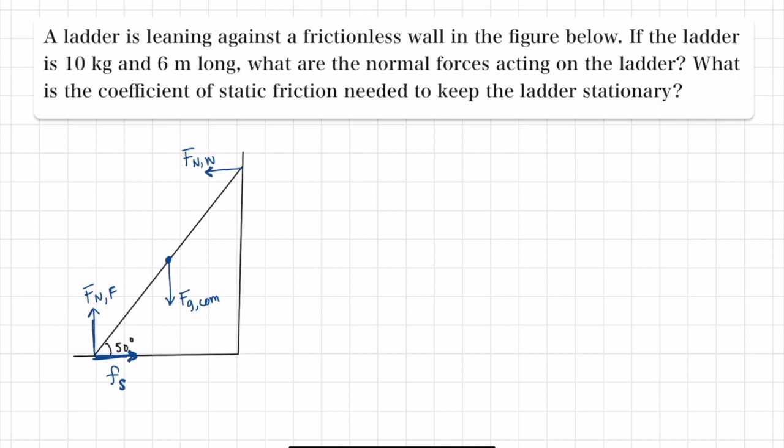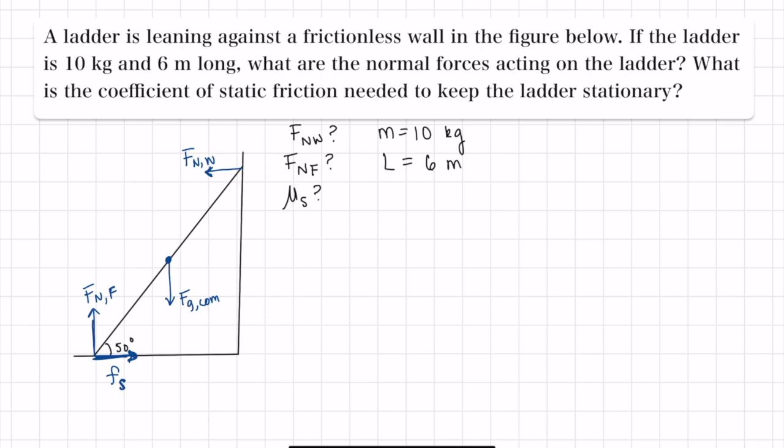All right, and we're going to set up. So we need to know Fnw, we need to know Fnf, and we need to know mu s. We know that our mass is 10 kilograms and our length is 6 meters. Alrighty, so let's set up some of our forces first, and then once those are set up, we can see maybe where the best place would be to put our pivot point to calculate the torques.